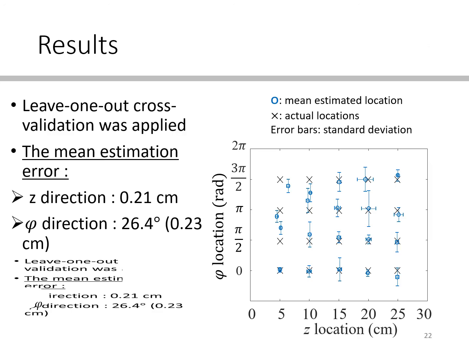Here is the result after applying the leave-one-out cross validation. The blue circles are the mean estimate location. Black crosses are the actual locations, and the error bars are the standard deviation. The mean estimate error for 20 points were 0.21 centimeters in the z direction and 26.4 degrees or 0.23 centimeter in the phi direction.